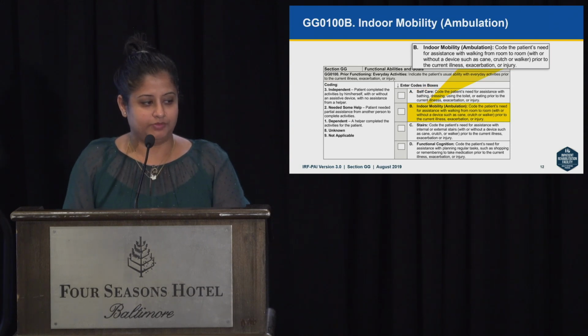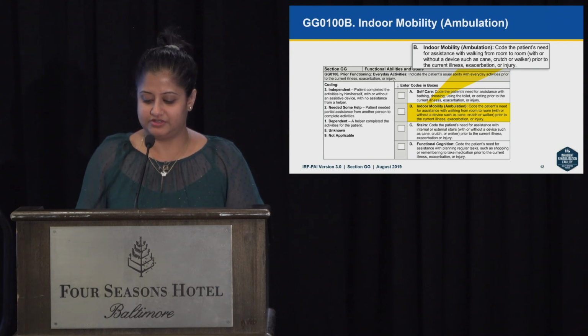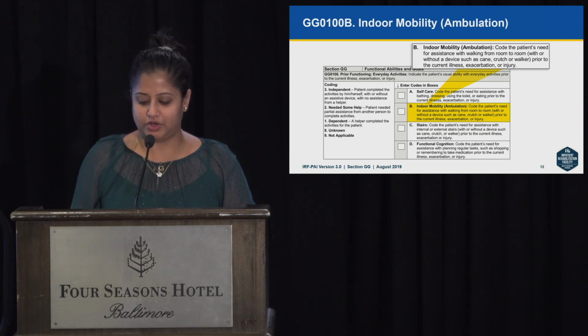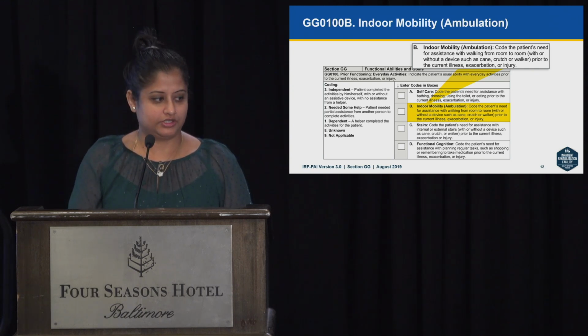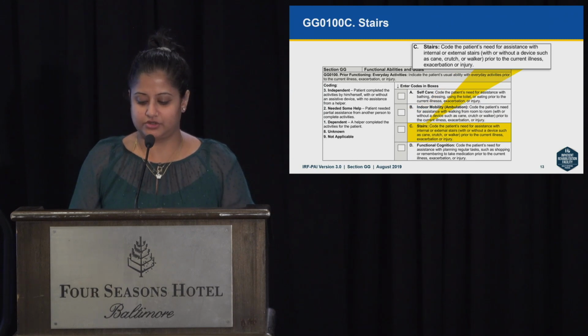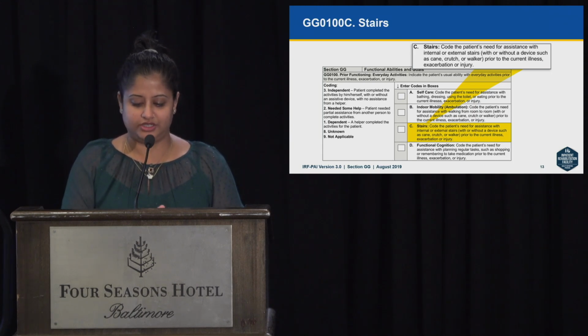GG0100B is indoor mobility or ambulation, and this is coding the patient's need for assistance with walking from room to room with or without an assistive device, such as a cane, crutch, or walker, again, prior to the current illness, exacerbation, or injury. GG0100C, stairs, is code the patient's need for assistance with internal, external stairs, with or without an assistive device, such as a cane, crutch, or walker, again, prior to the current illness, exacerbation, or injury.